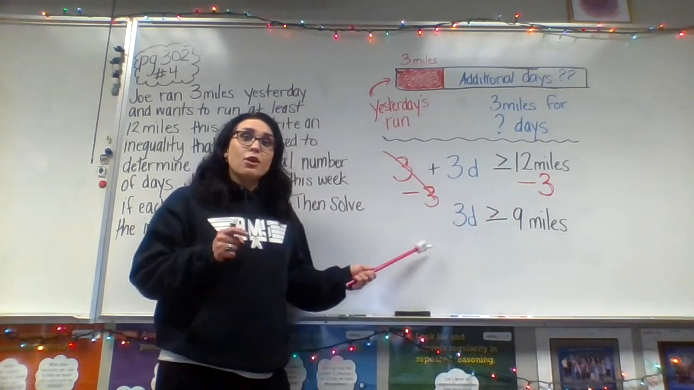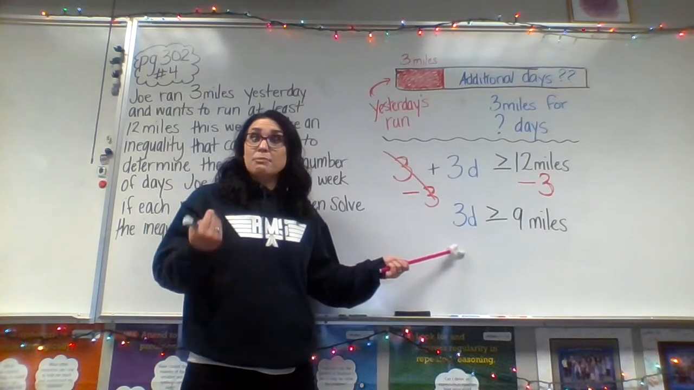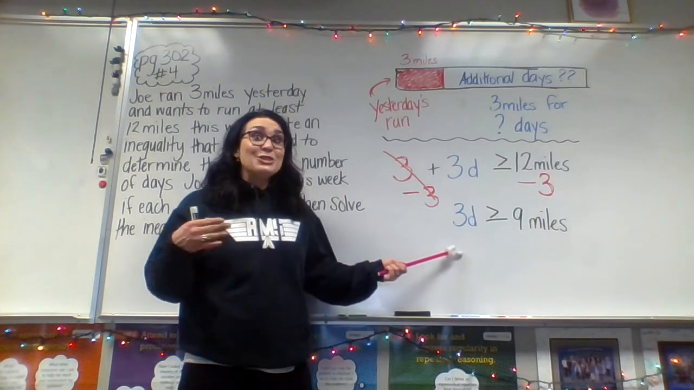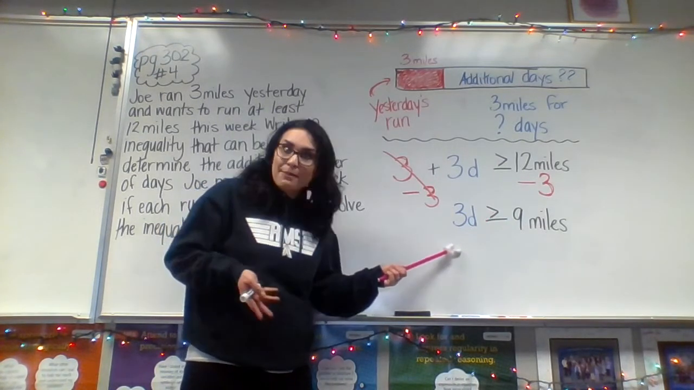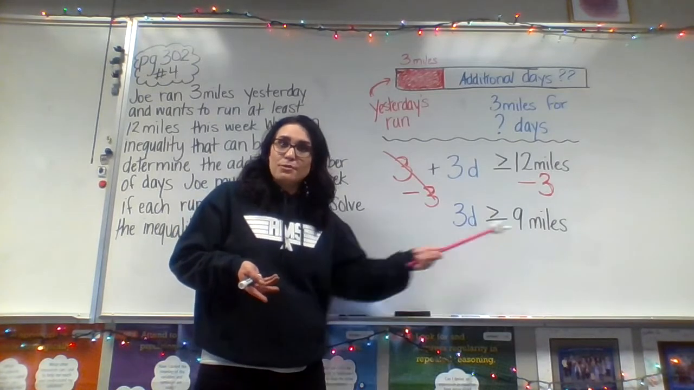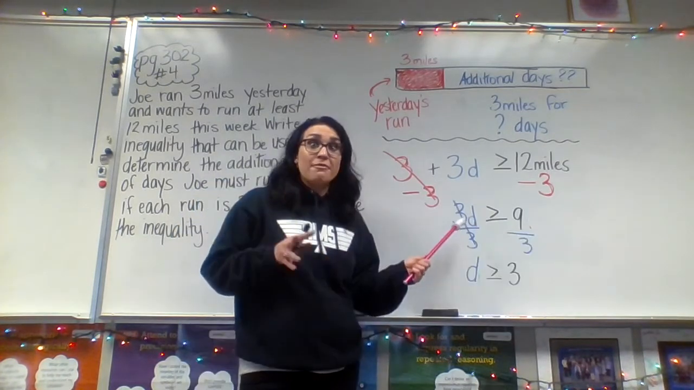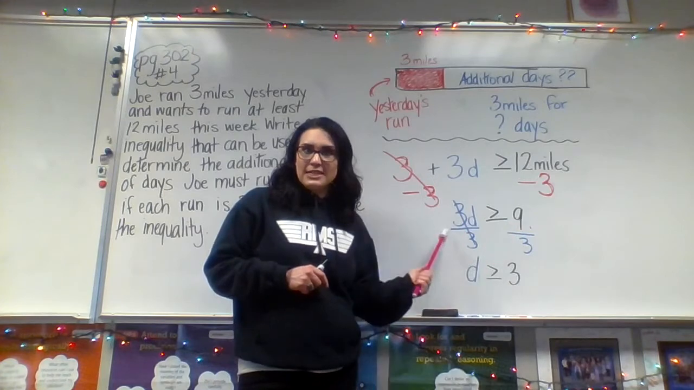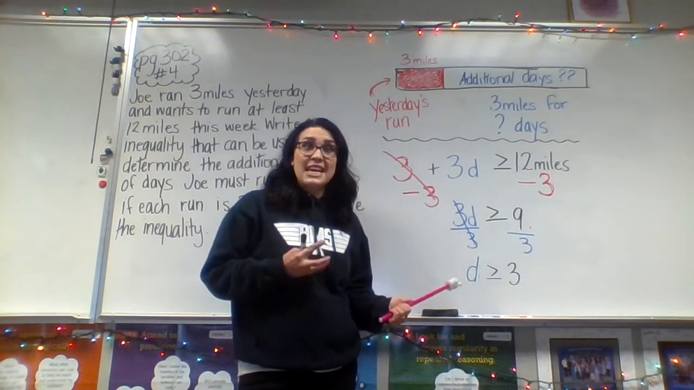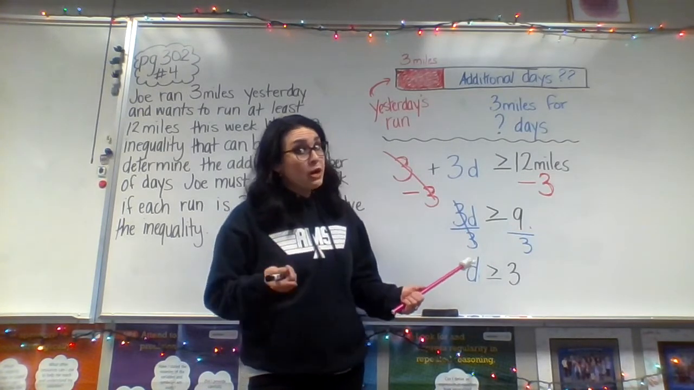Now, remember, a coefficient next to a variable means multiplication. So how do we undo multiplying by 3? We divide by 3, right? Remember, we're doing that to both sides of our inequality. So my friends, once we've divided by 3 on both sides of our inequality, we find that d needs to be greater than or equal to 3.